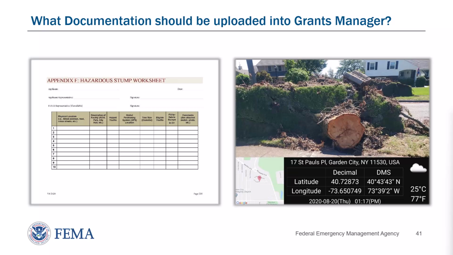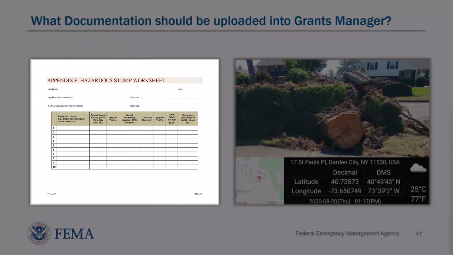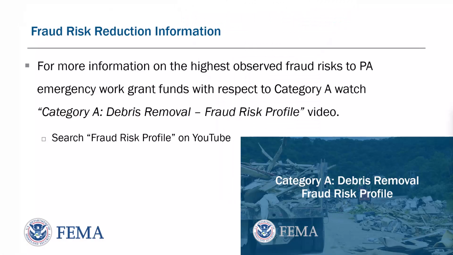If the applicant submits a streamlined project application, or SPA, for debris removal, they will be required to enter each stump, limb, and hazardous tree separately, with dimensions and GPS coordinates. The hazardous stump worksheet can be found in Appendix F of the PAPPG version 4, but as a reminder, please make sure you're using the correct PAPPG for your disaster.